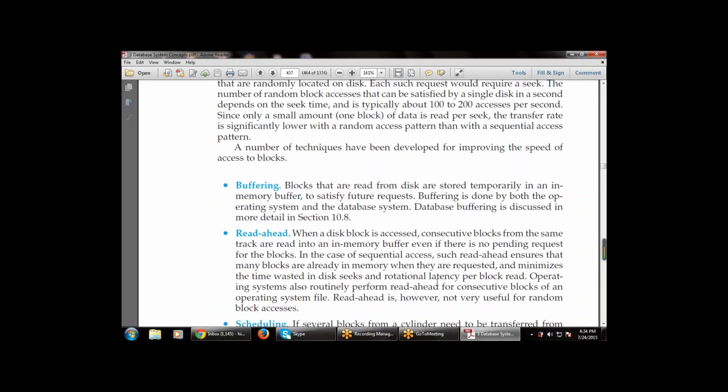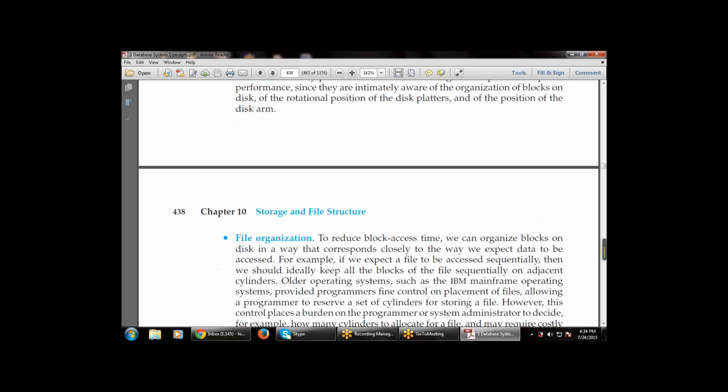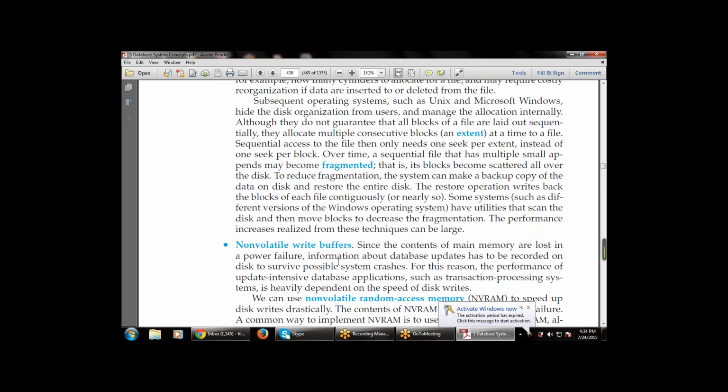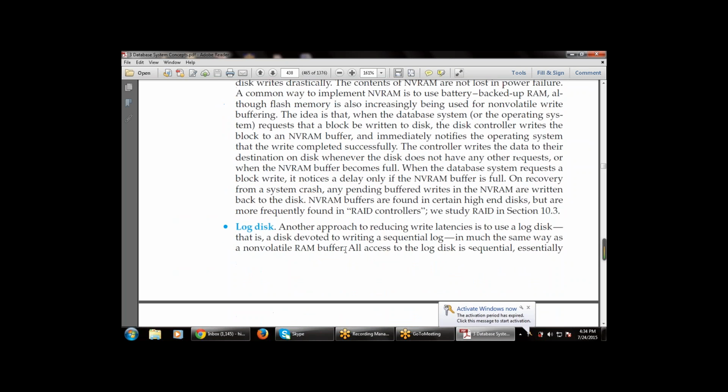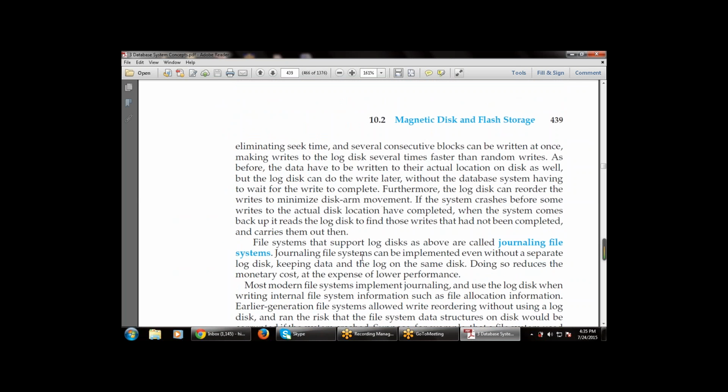And these are the various techniques used to improve the speed of access to the block. One is buffering, which is one technique to increase the speed. Then there is read ahead, scheduling, file organization, non-volatile write buffers, and a log disk. So these are the various techniques available to increase the performance of the devices.